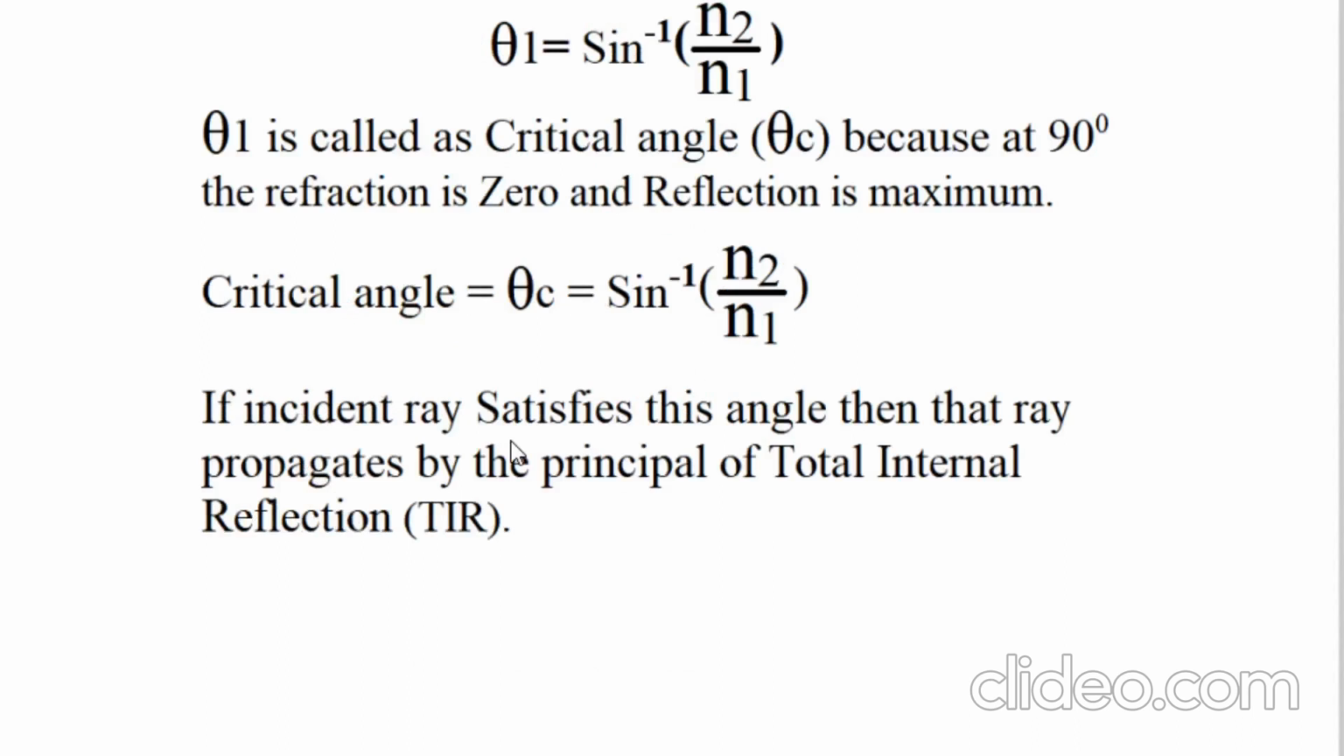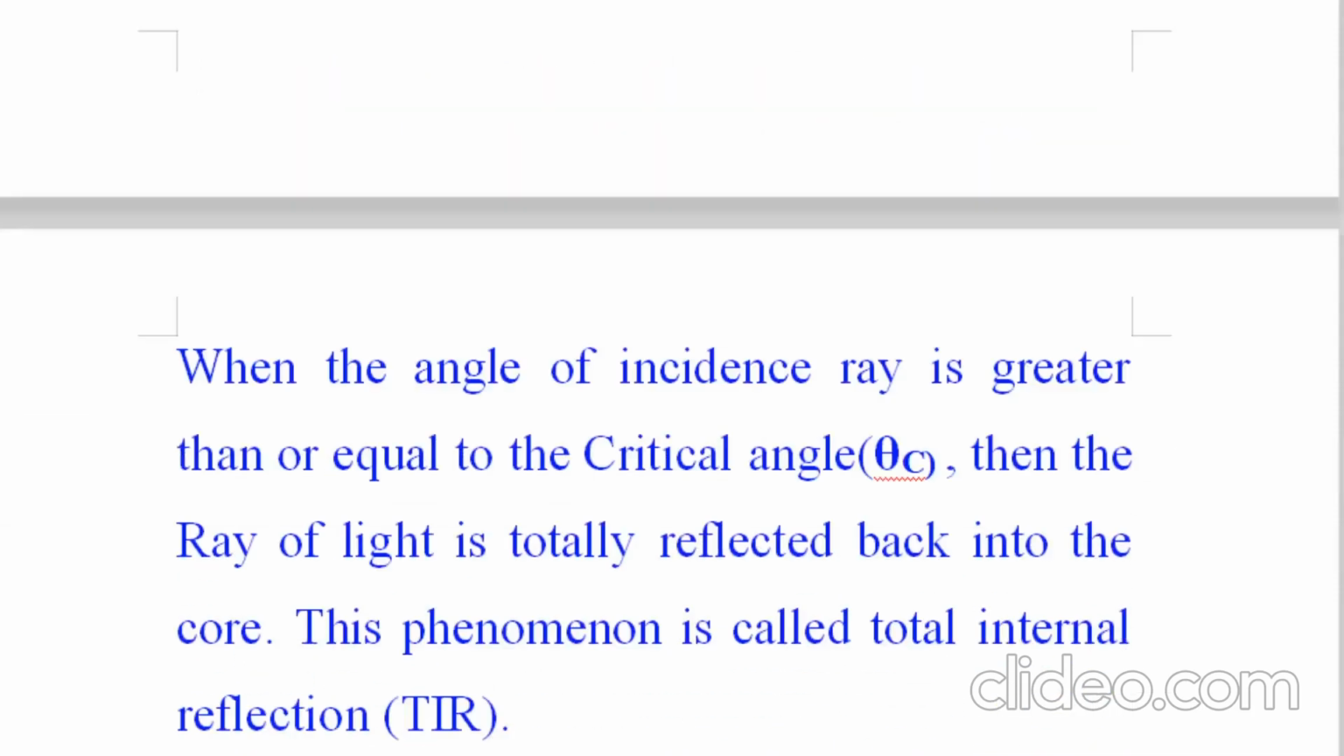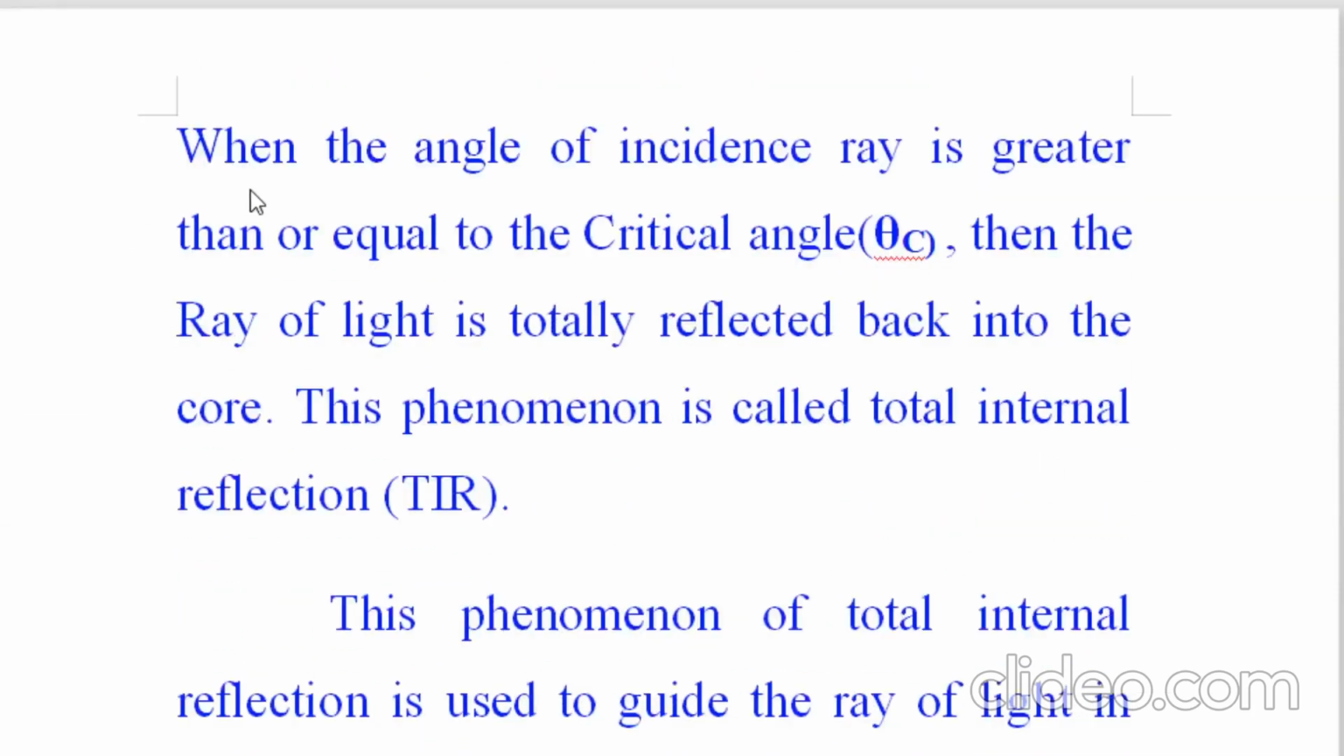If the incident ray satisfies this condition, then that ray propagates by the principle of total internal reflection. And this is the derivation for TIR. When the angle of the incident ray is greater than or equal to the critical angle theta c, then the ray of light is totally reflected back into the core. This phenomenon is called total internal reflection.